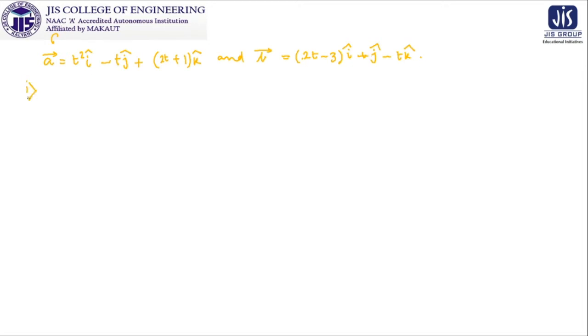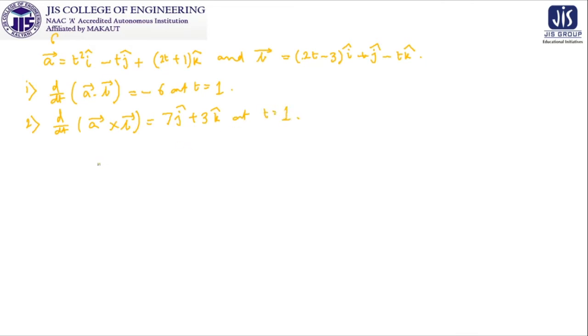Our job is to show that d/dt of a dot b is equal to minus 6 at t equal to 1, and another job is to show that d/dt of a cross b, you know all these operations, dot product, cross product, will be equal to 7j plus 3k at t equal to 1.